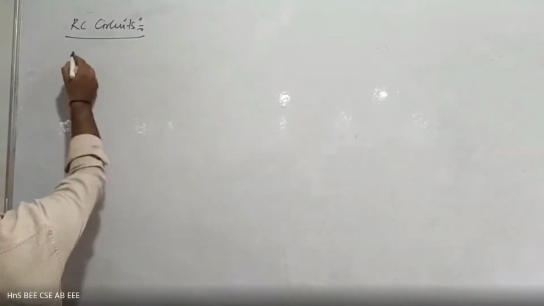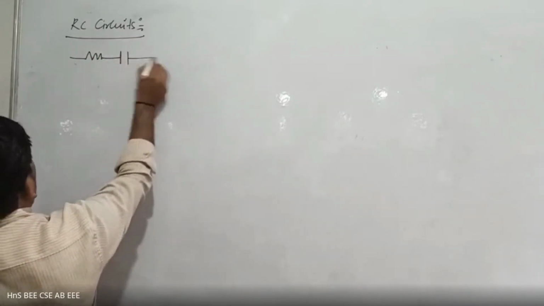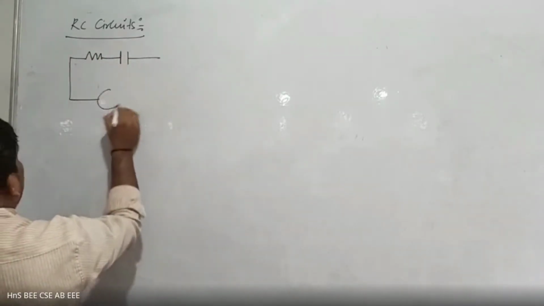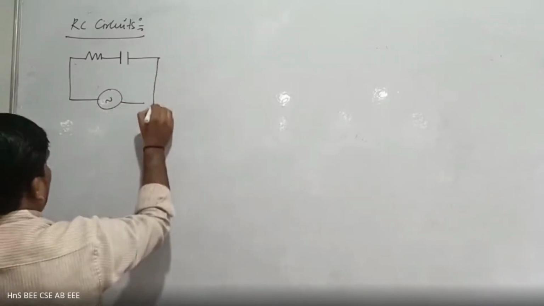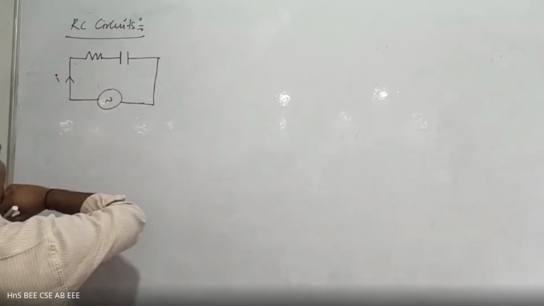Now, what is the first point? In our RC circuit, you need to draw the diagram of RC with one AC source. In our AC circuit, some current is flowing. That current is called I.